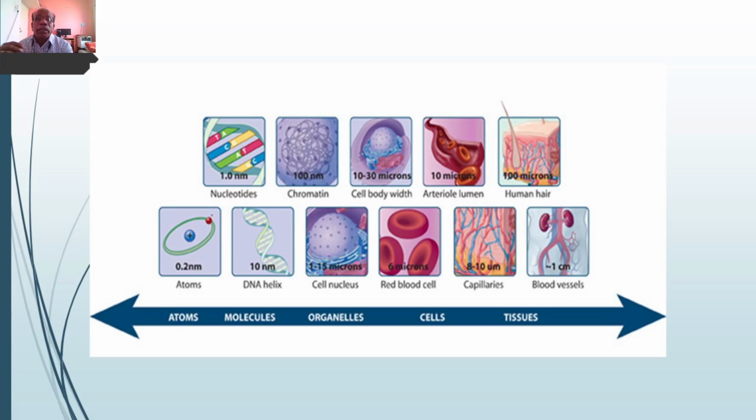Then the thickness of human hair is up to 100 micron. And the thickness of the blood vessels, or the larger blood vessels, which are somewhat larger or thicker, having more width than the capillaries, that is, blood vessels having a width up to 1 centimeter. So these are some of the measurements.